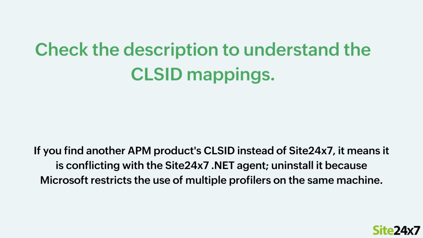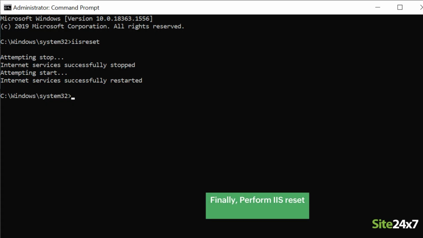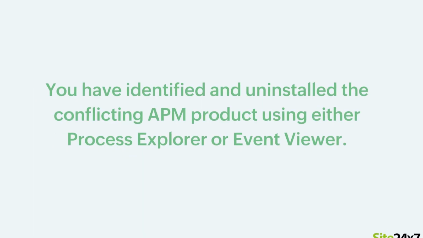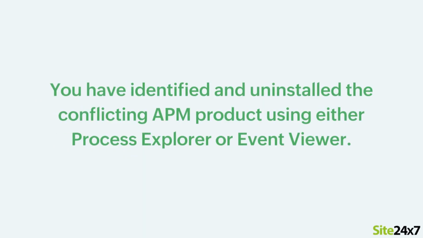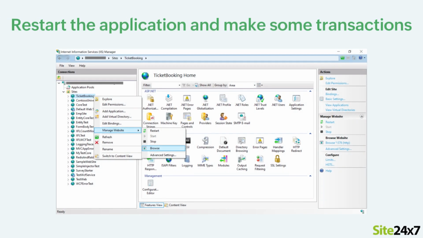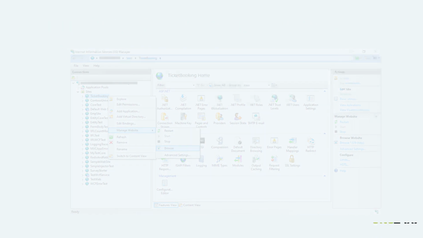If you find another APM product's CLSID instead of Site24x7, it means it is conflicting with the Site24x7 .NET agent. Uninstall it because Microsoft restricts the use of multiple profilers on the same machine. Finally, perform IIS reset. Now that you have identified and uninstalled the conflicting APM product using either Process Explorer or Event Viewer, you can restart your application and make some transactions.